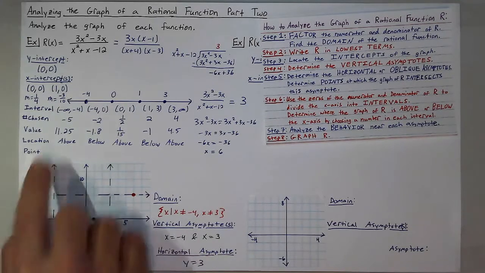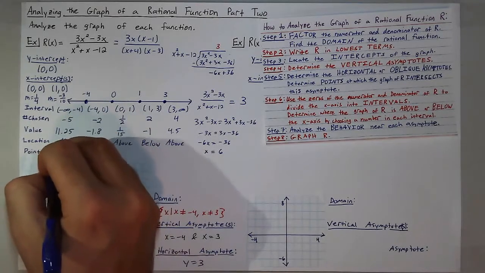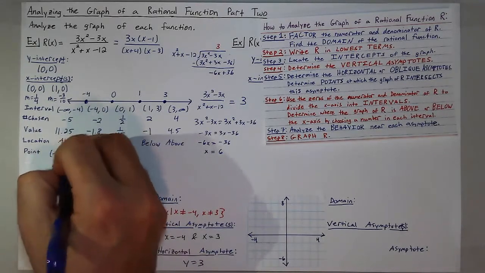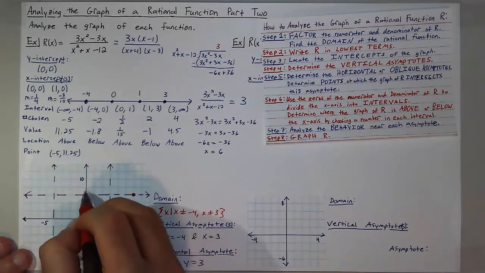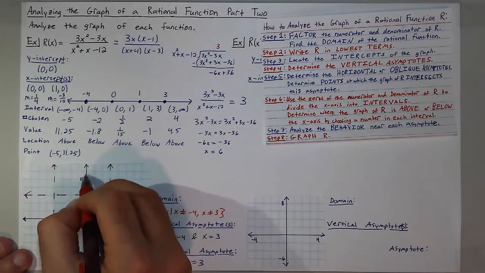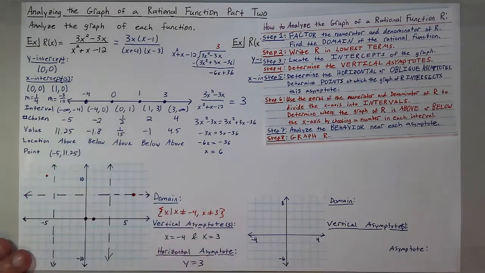So when I go to graph, I'm going to plot these points. When I plug in negative 5, I get 11.25. So negative 5, 11.25. I'm counting by twos here, so it's between 10 and 12. So 11.25 is about right in the middle, a little bit above the middle.